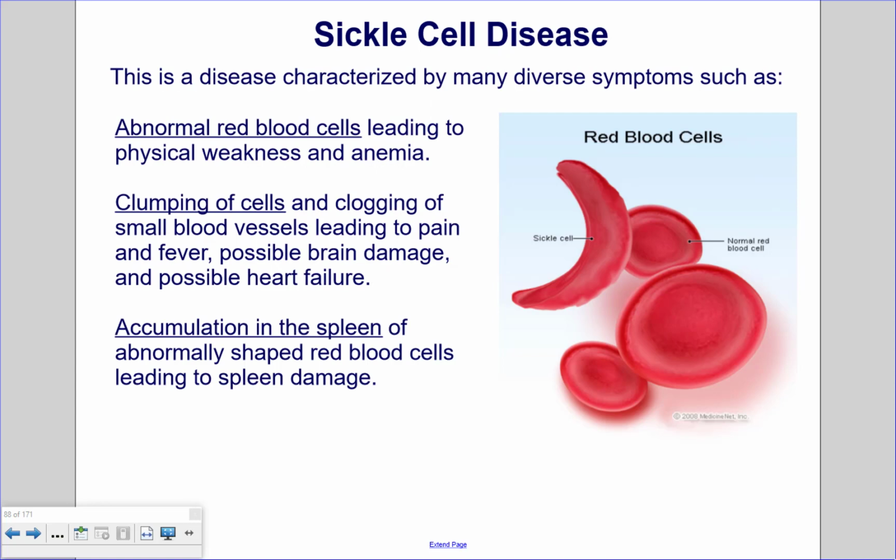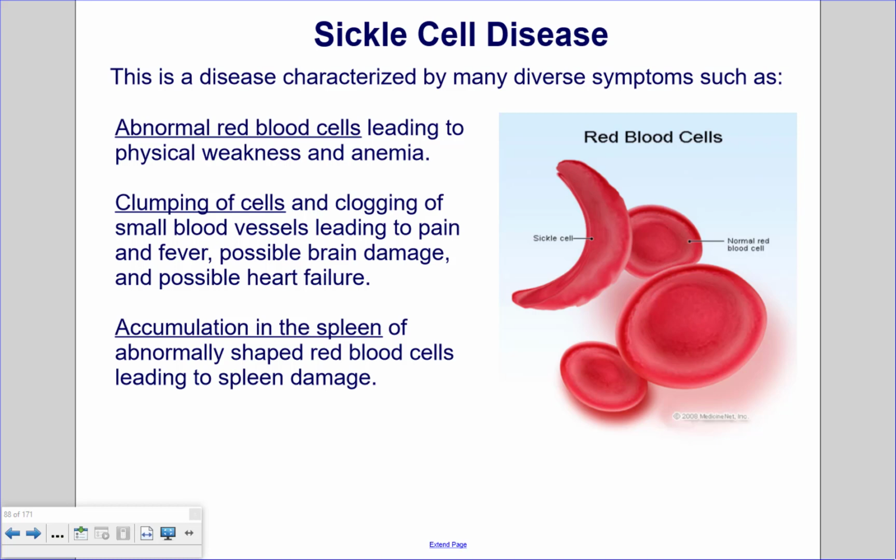Sickle cell disease. This is a disease characterized by many diverse symptoms such as abnormal red blood cells, leading to physical weakness and anemia. So if these blood cells are abnormal, they can't carry as much oxygen, causing that physical weakness. Clumping of cells and clogging of small blood vessels leading to pain and fever, possible brain damage, and possible heart failure.